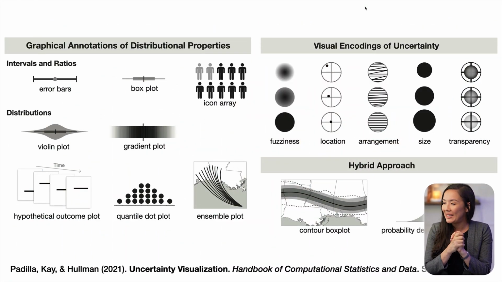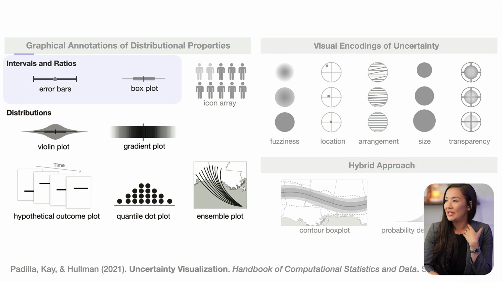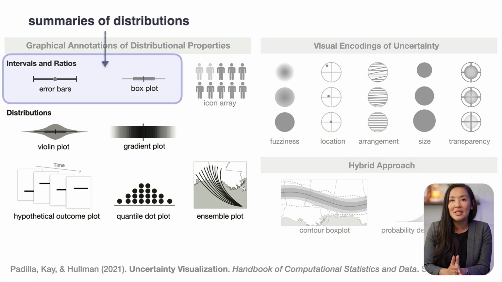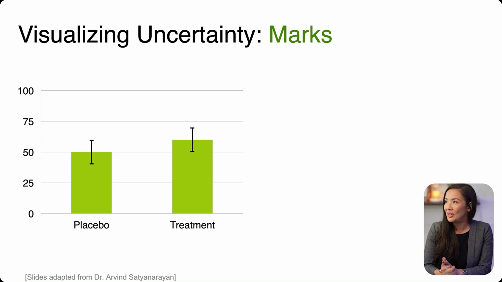Okay, so I wanted to begin by going over this figure in a review paper that I, along with Matthew Kay and Jessica Hullman, published. In this paper, we review the modern uncertainty visualization types and give you some advice about which ones to use and why. The first thing I wanted to cover is the most common type of uncertainty visualizations that exist, which are summaries of distributions. Let me give you some examples.